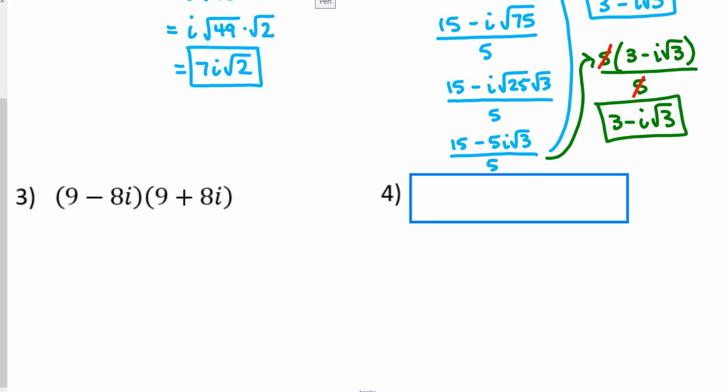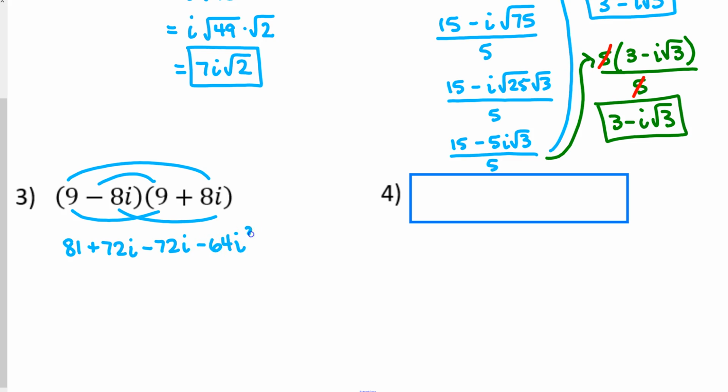So when you look at the expression we have here, notice that you have complex conjugates: 9 minus 8i, 9 plus 8i. And when we multiply these together, just like you would multiply any binomials together, we're going to use the FOIL method. So multiply the firsts, and we have 81. Multiply the outsides, that's the O in FOIL, and we have plus 72i. Multiply the insides, that's the I in FOIL, and we have minus 72i. And multiply the lasts, that's the L in FOIL, and we have minus 64i squared.